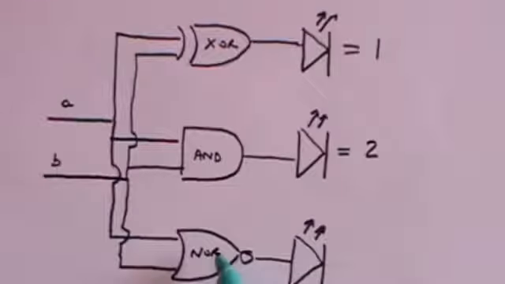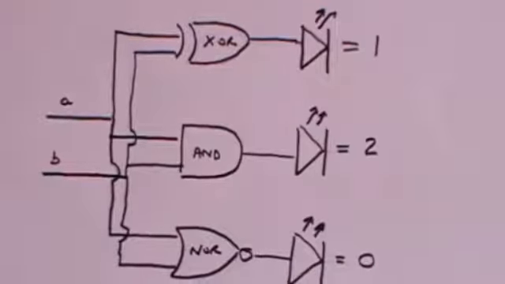Well, NOR will only send out a positive voltage if both the inputs are 0 volts. If either or both have got positive voltages, you'll get no output. So the only way this light emitting diode is going to light up is if both inputs have no volts, and that means they represent 0. So 0 plus 0 is 0.